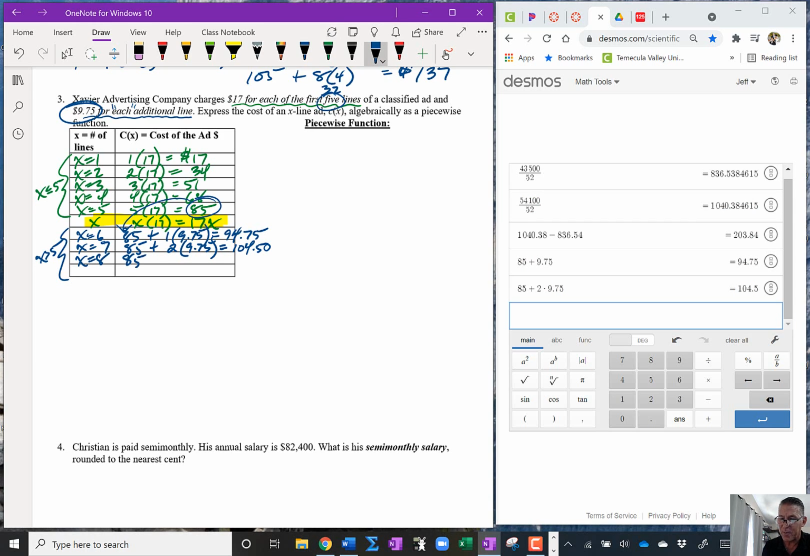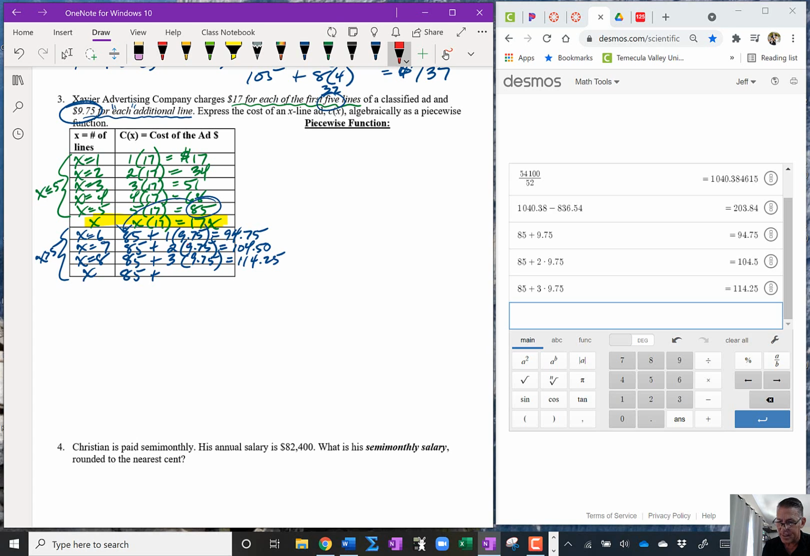With 8 lines, you have to pay for the first 5 lines plus 3 additional lines, and each one costs $9.75. So you take 85 plus 3 times 9.75, and you get $114.25. Now, when you're greater than 5, it's always 85 plus something times 9.75. But notice something here.